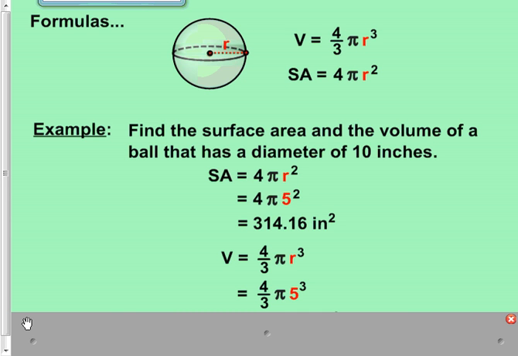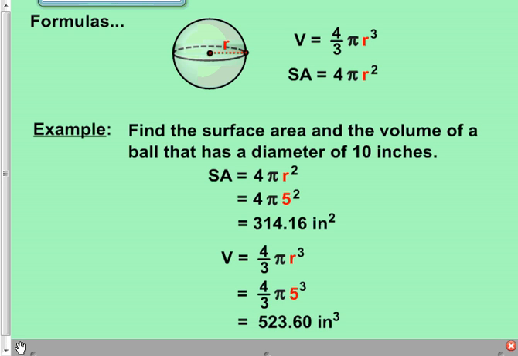Divided by 3 is about 166 2/3, and then times pi, 3.14, that's going to kick it up a little bit higher than 500 again. That's going to be 523.60 cubic inches. And of course, keep in mind, surface area is a second dimensional measurement. That's how come you had inches squared for surface area. Volume is a third dimensional measurement. That's how come we have inches cubed for volume.